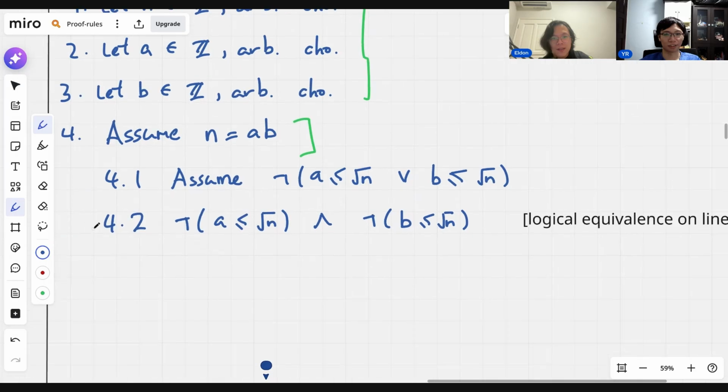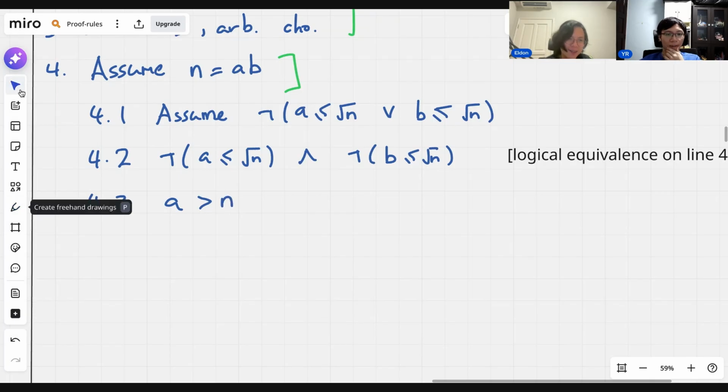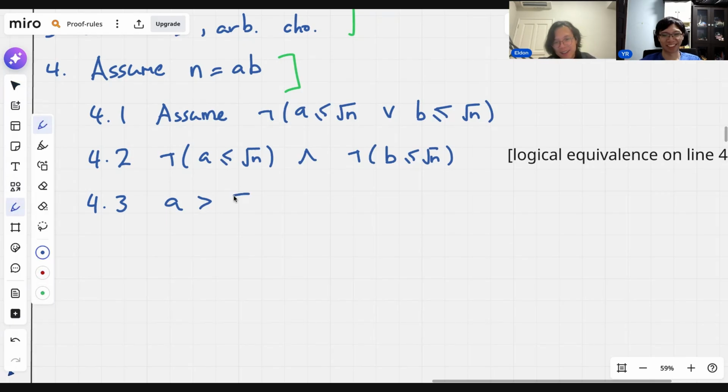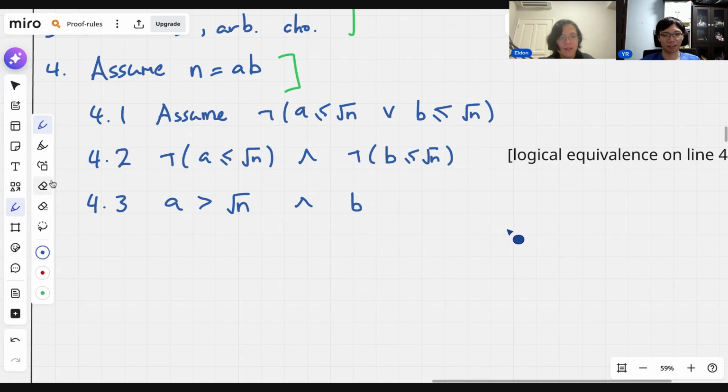I'm just gonna say it's acceptable in TCX1004. In some math modules it's not acceptable, but in TCX1004 this is acceptable. I'm gonna rewrite this. If a is not less than or equal to square root n, it must be the case that a is bigger than square root n. Oh wait, I said square root n, I wrote n. Something is really off with me today. a is bigger than square root n, and b is bigger than square root n.